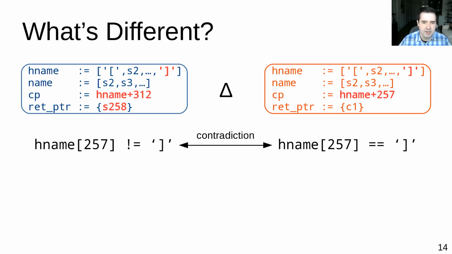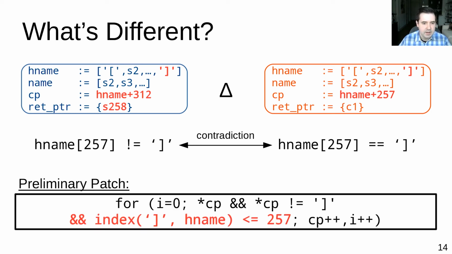So from this contradiction, we can devise that as long as we enforce that there's a close bracket by this offset within the input, the bug will not occur. And indeed, this does fix it.